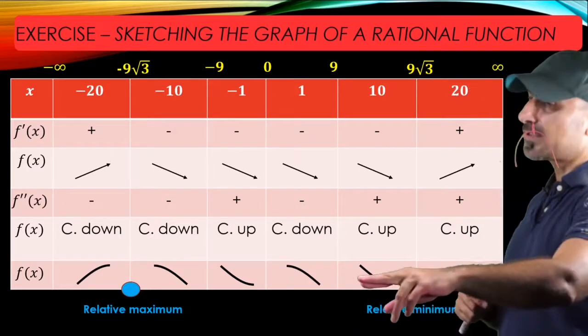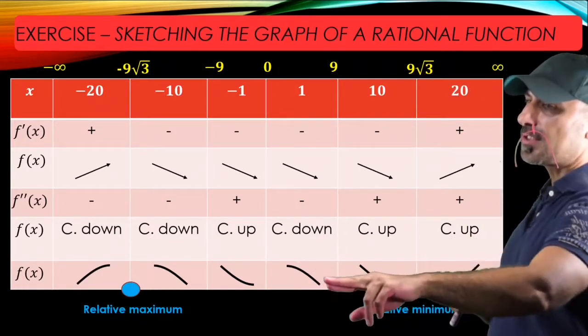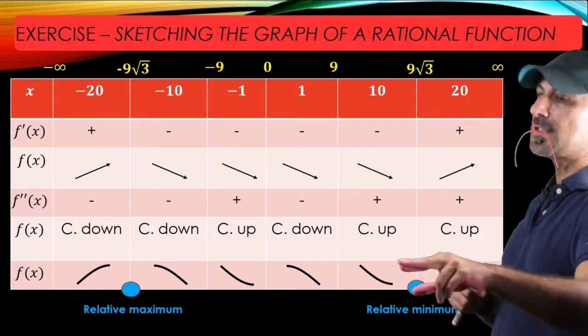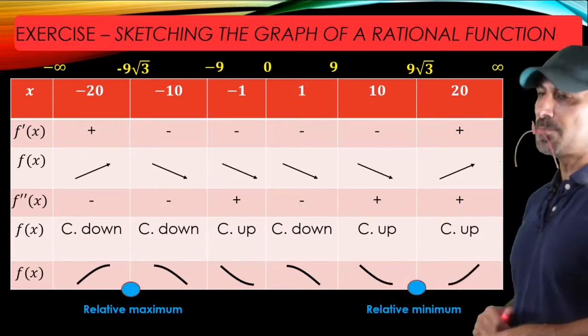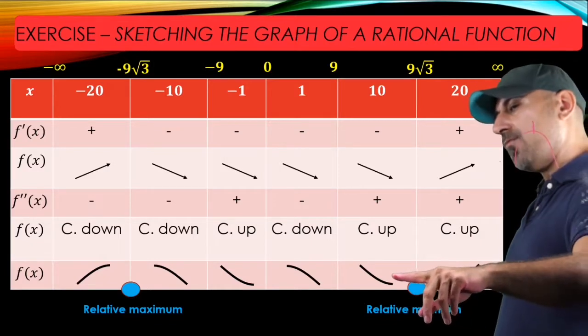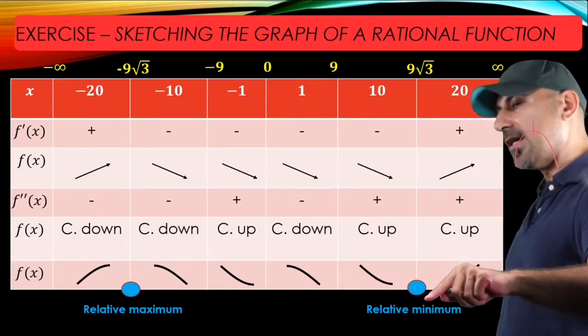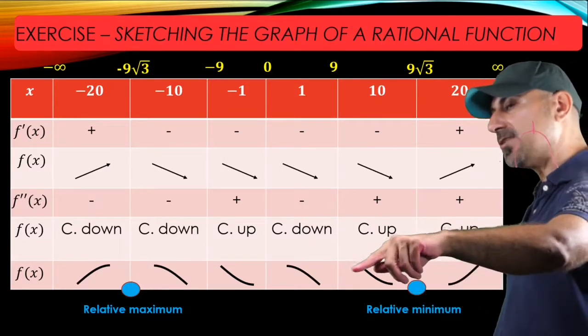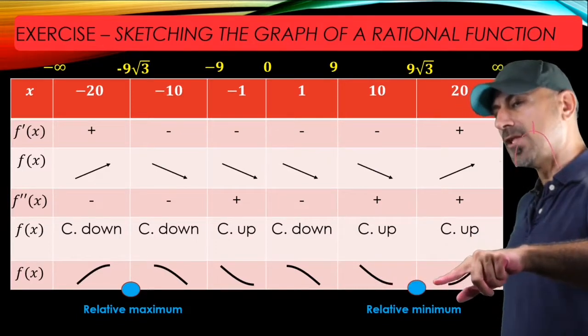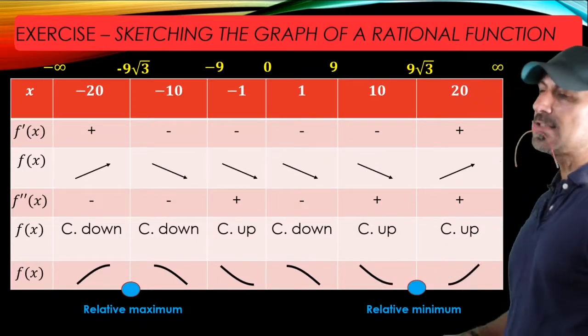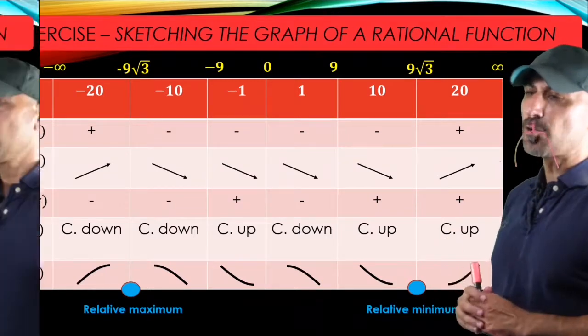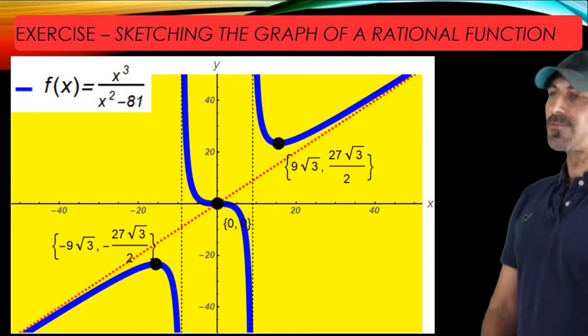And then same type of behavior, it's decreasing and decreasing, but the concavity changes, so you have another inflection point here. So from here to here, we have a relative minimum value here because it keeps decreasing, and all of a sudden it changes the behavior and it keeps increasing, so we have a relative minimum value. So here's the outlook of the graph of the function.